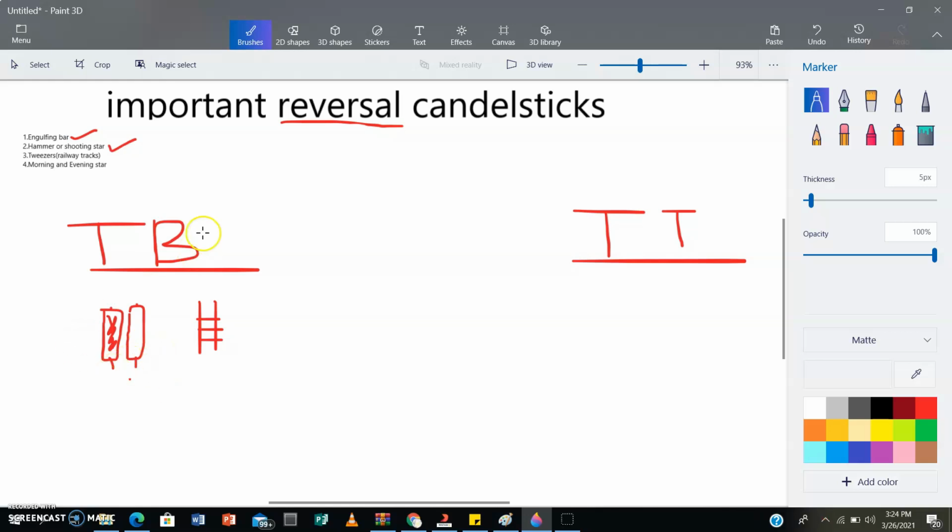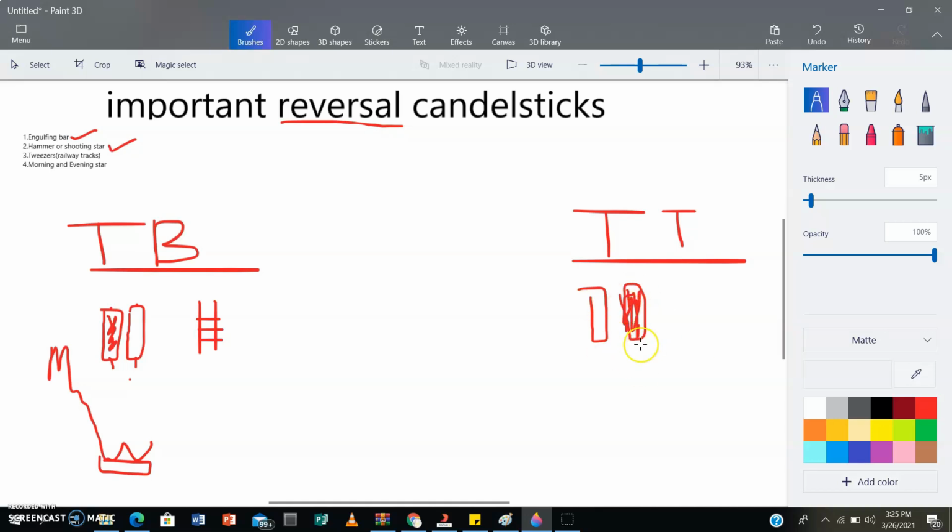And from the word bottom, obviously it occurs at the what? At the bottom of the trend right here. This is where you should expect a tweezer bottom to occur, and it indicates that buyers are now taking over the market. The opposite is a tweezer top, which starts with a bullish candlestick followed by a bearish candlestick of equal size.